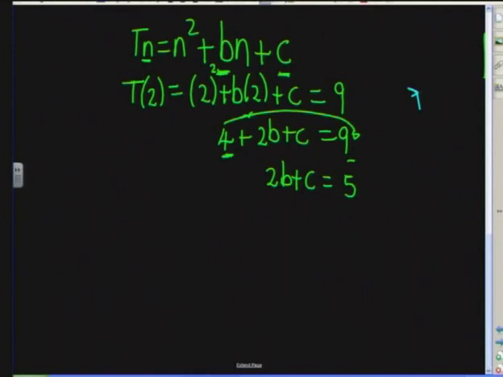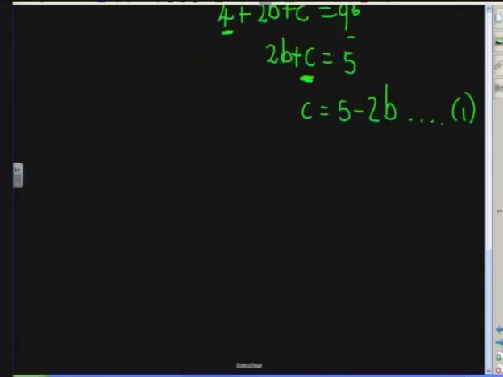In this, I can see that I can make c the subject of the formula. In other words, isolate the c, so we set this up for our simultaneous equation, because then we can use the method of substitution, which you learned in grade 10. So I can say c is equal to 5 minus 2b, and I'll call that equation 1. This is just a little bit of revision on simultaneous equations from grade 10.